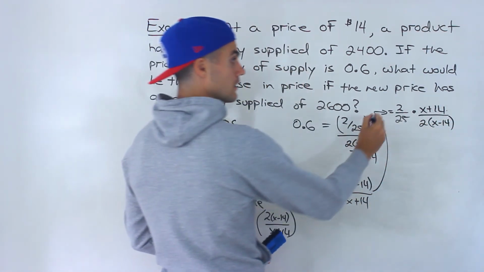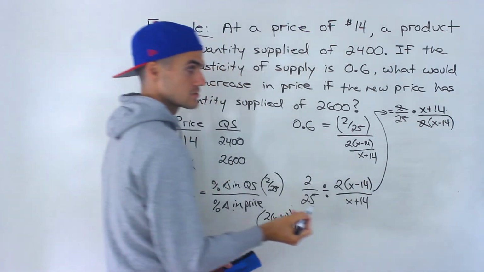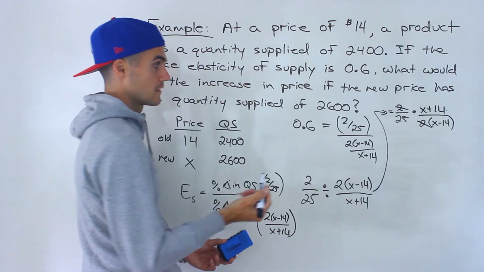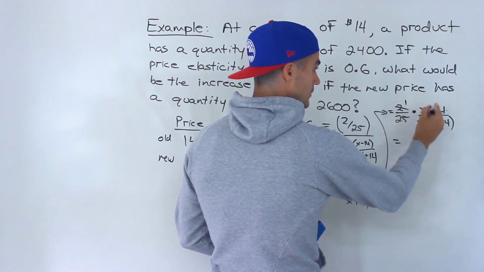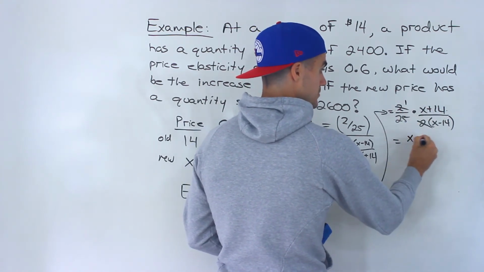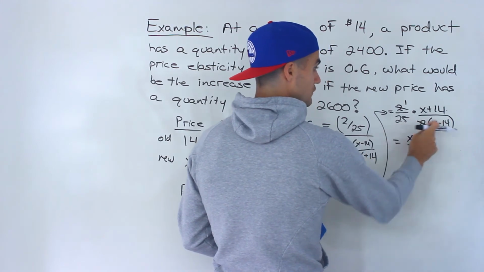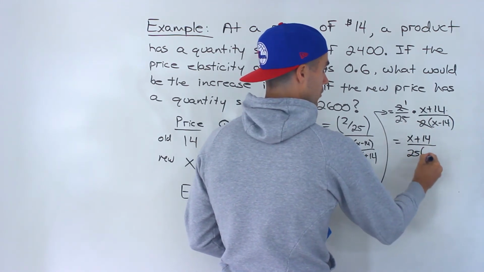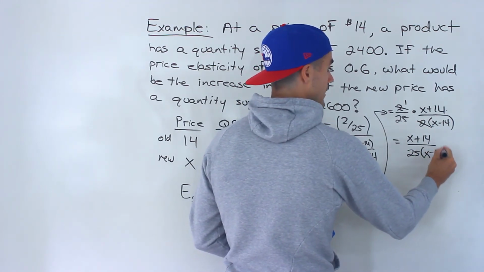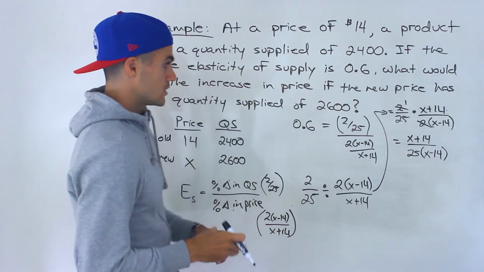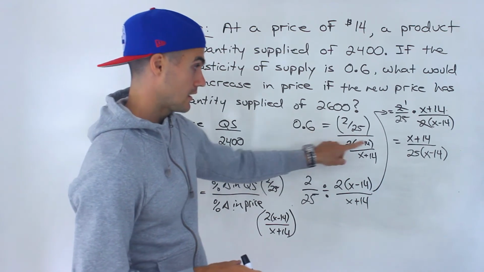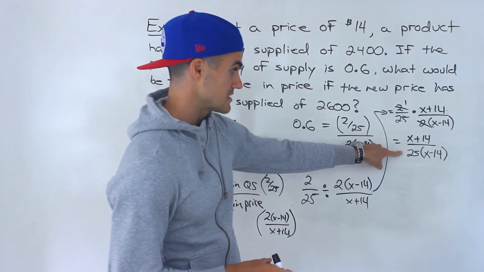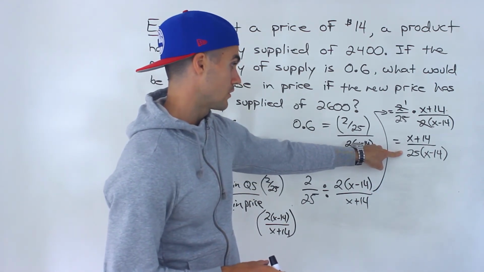And what's going to happen here? Notice the 2's are going to cancel out. And so what we would end up having, a 1 is left up here. 1 times x plus 14 is just x plus 14. And then this 25 is multiplying by this x minus 14. So what we did was we took this right side of this main equation and we simplified it to this. You can't simplify this any further.